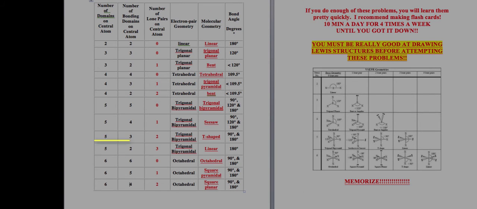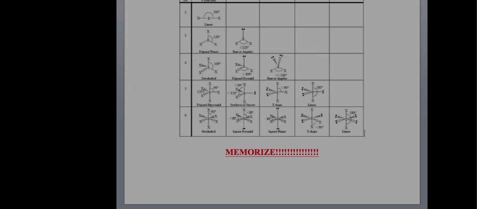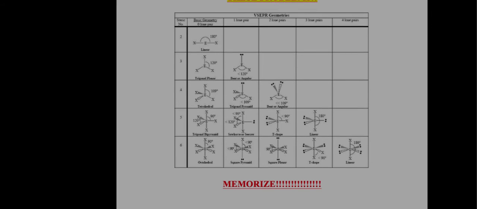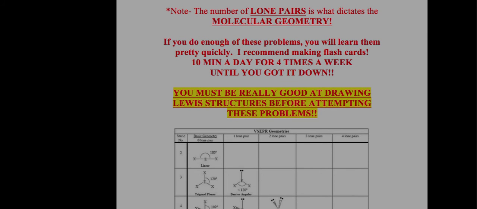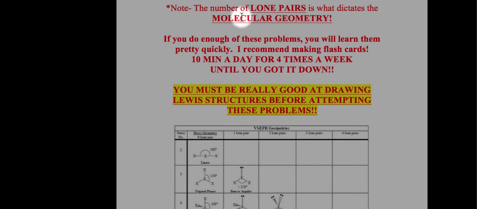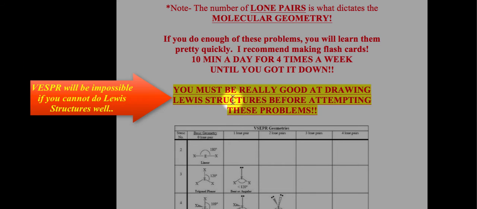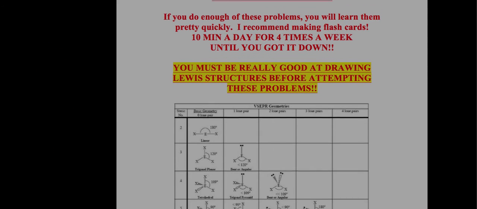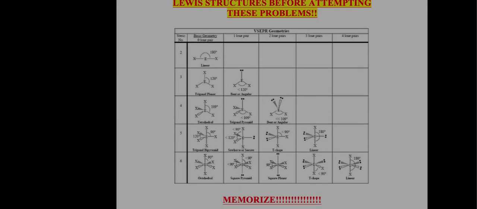these are the actual shapes, let's zoom in a little bit, that you will have to memorize, okay? I already went over that fact. The number of lone pairs dictates the molecular geometry. Big point: if you are not really proficient in your Lewis structures, if you can't draw them pretty much automatically, if you're still struggling, go practice. You need a firm grasp on Lewis structures prior to understanding these VSEPR geometries.